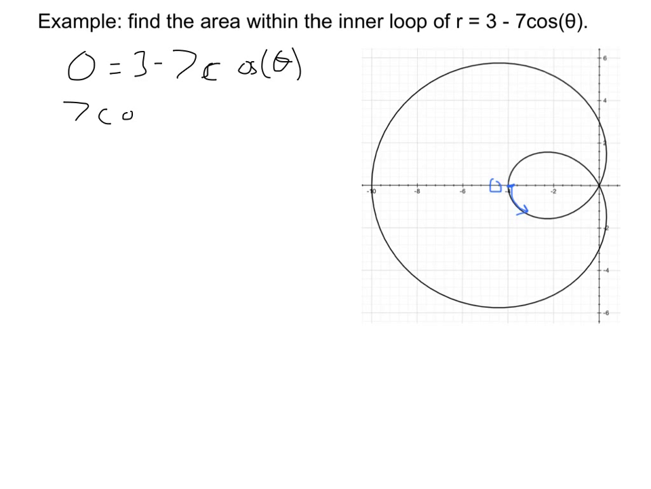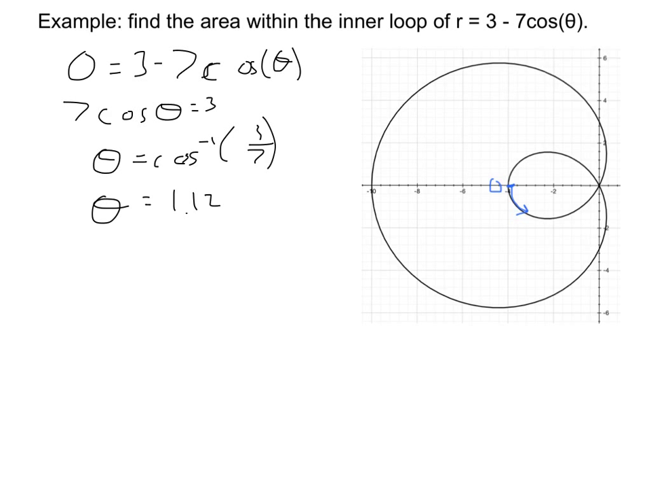So I'll have 7 cosine theta equals 3. Basically that means theta is going to be the inverse cosine of 3/7. So when I throw that on my calculator, let's see, what was it? It was 1.128, right? So I'm suspecting that if I follow this orientation, that point right there will be this theta value of 1.128.